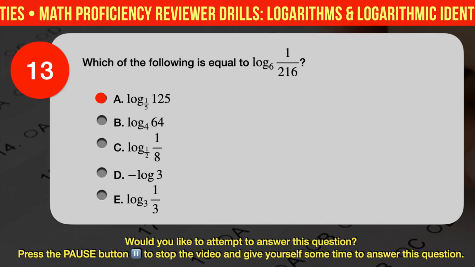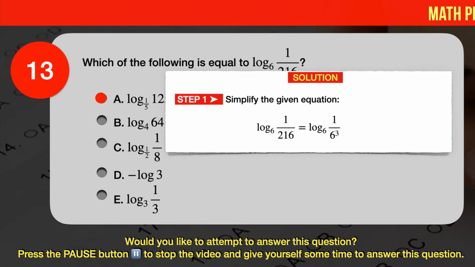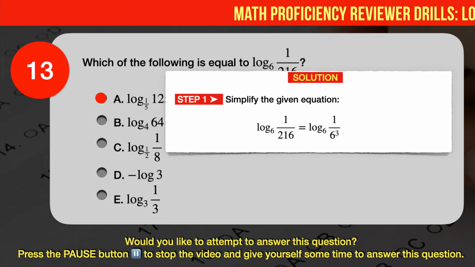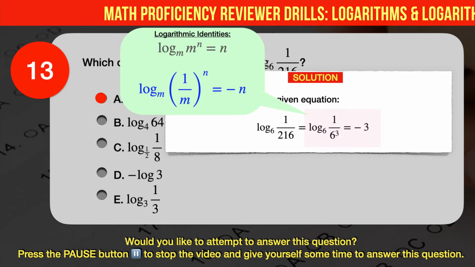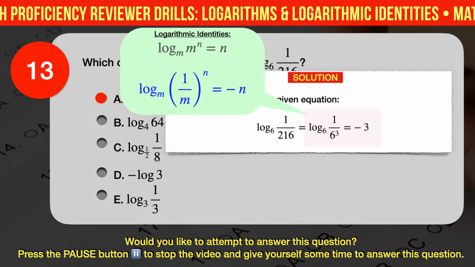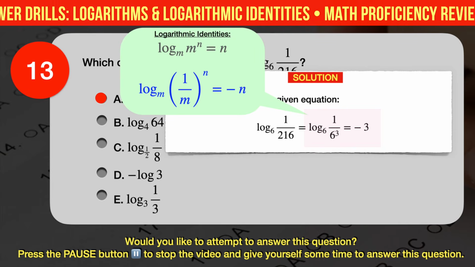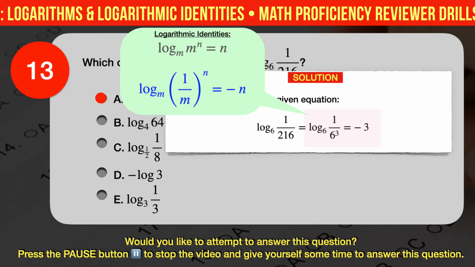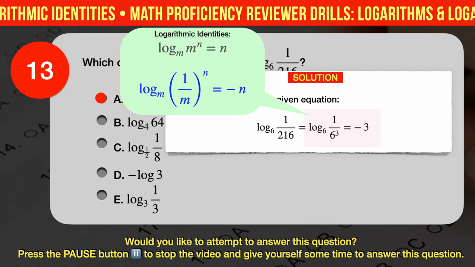Logarithm base 1/5 of 125. The first step of the solution is to simplify the given expression. 216 can be expressed as 6 raised to 3. Hence, the given equation should now read as logarithm base 6 of the quantity 1 over 6 raised to 3. Remember the very first logarithmic identity we introduced in drill question number 9? The logarithm base m of m raised to n is equal to n. This time we are going to use another logarithmic identity, and it is very similar to that. The logarithm base m of 1 over m raised to n is equal to negative n. Therefore, our given expression is actually equal to simply negative 3.